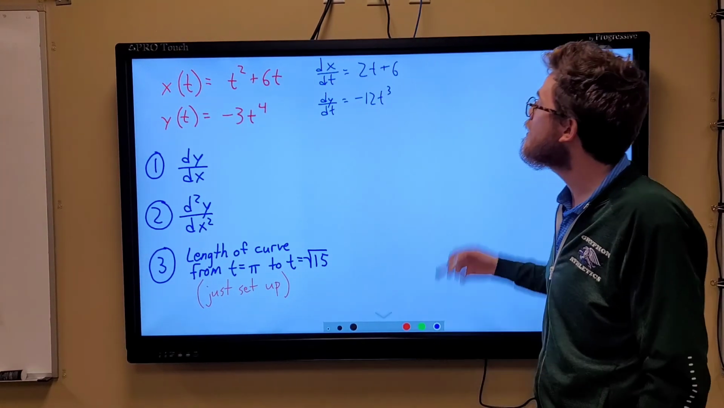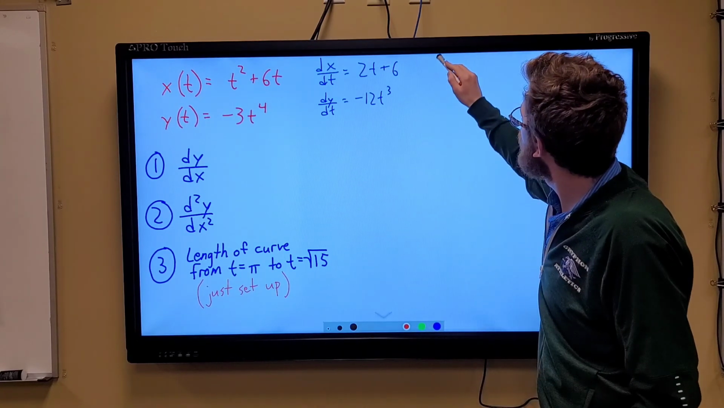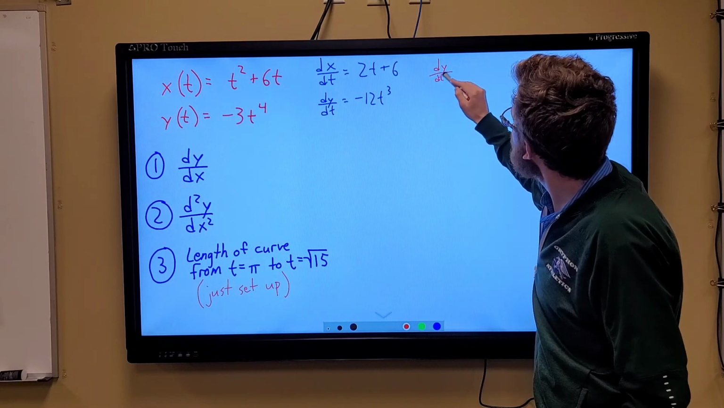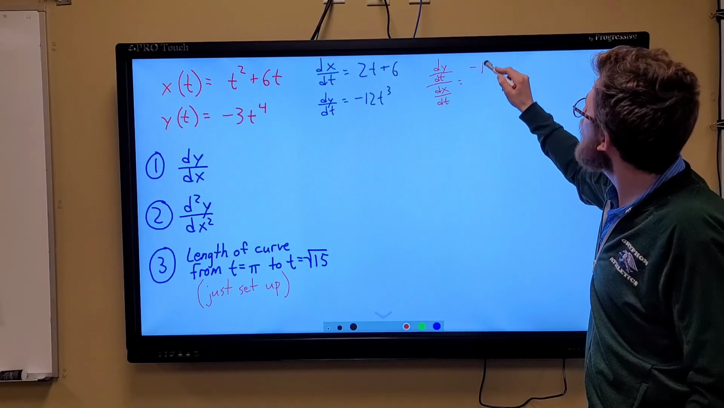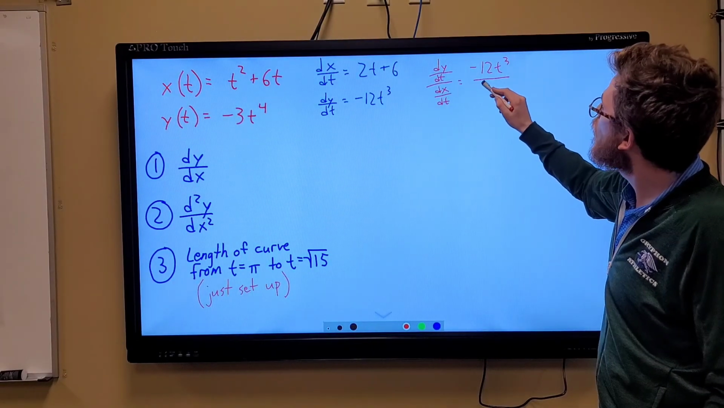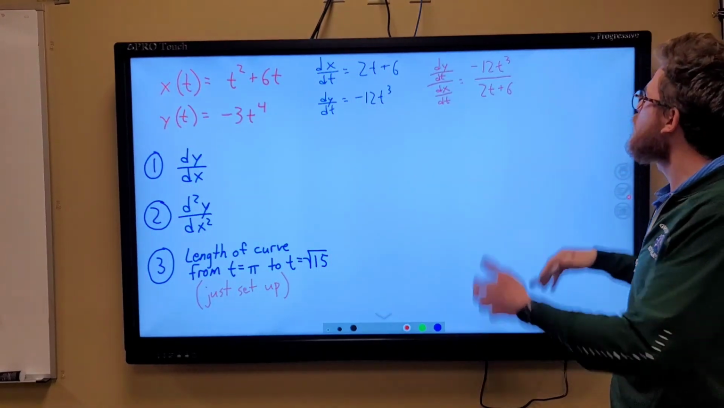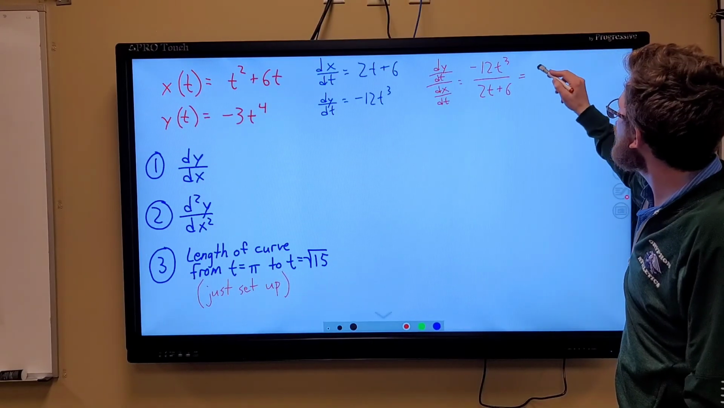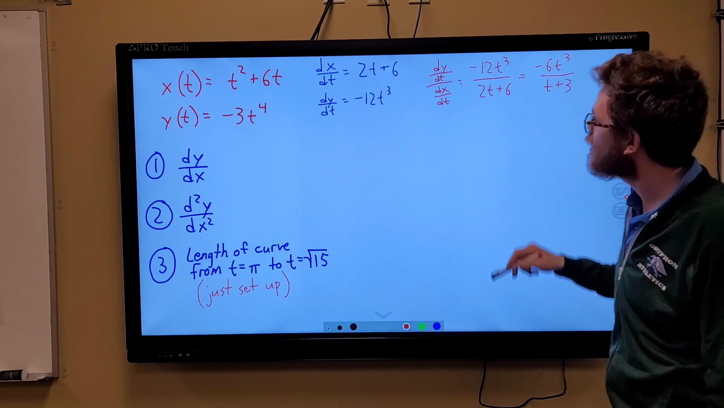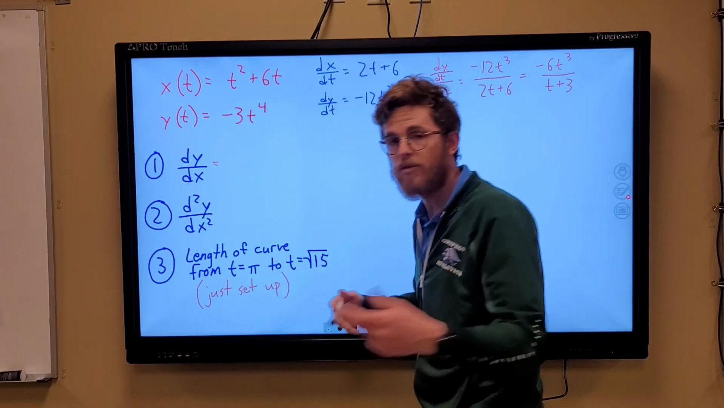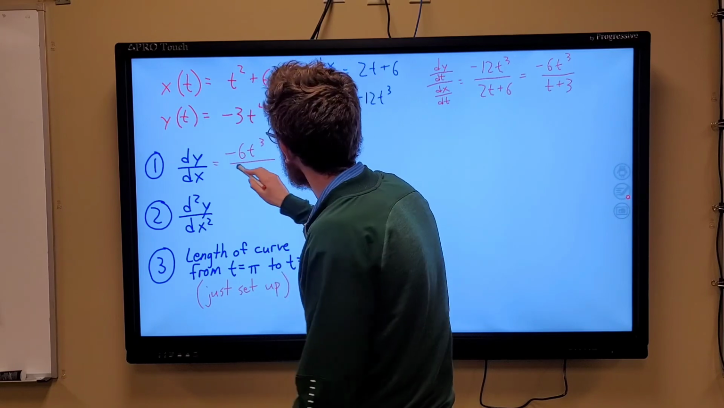And we set it up. dy over dx is going to be dy over dt divided by dx over dt. And so we have negative 12t cubed over 2t plus 6. Does it simplify a little bit? We can divide everything by 2, and we get negative 6t cubed over t plus 3. And that is our first derivative, our derivative of y with respect to x: negative 6t cubed over t plus 3.